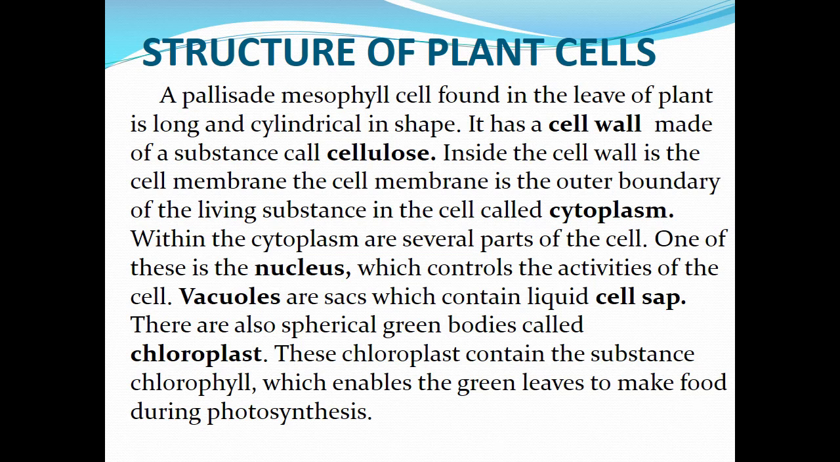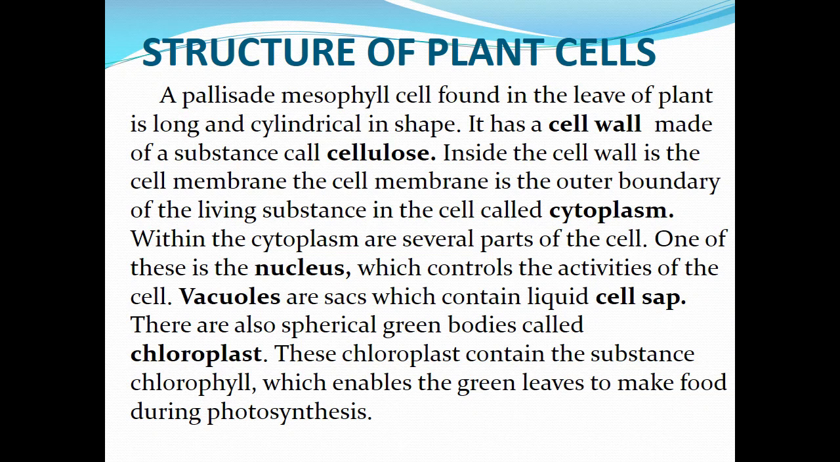Structure of plant cells. A palisade mesophyll cell found in the leaf of plants is long and cylindrical in shape. A palisade is an even row of cells. These are cells that are even in number and they make a row, so you call them palisade cells. These cells are long and cylindrical in shape. They are long and have the shape of a cylinder. So the plant cell has a cylindrical shape.